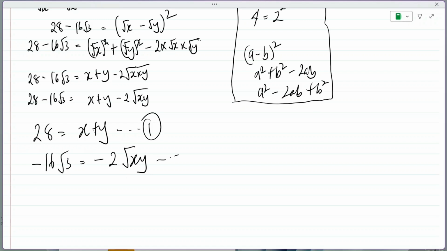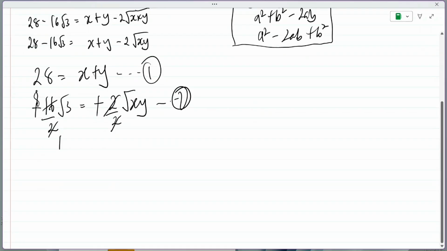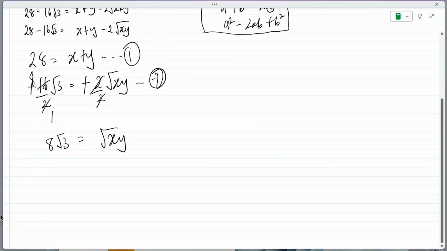This is equation 2. But we're not done bringing down equation 2 to the lowest term. This negative cancels this negative. Then you can divide both sides by 2. Divide this by 2 and divide this by 2. Then 2 will cancel 2. 2 into 16 is 8. We have 8 root 3 equals root xy. We're still working on equation 2. We're not done with equation 2.